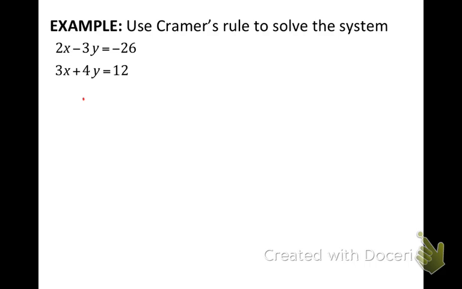So the first thing you should always find when using Cramer's rule is your determinant of the coefficient matrix, which we are labeling as D. I'm going to use straight bars because that means I'm finding the determinant of my matrix. So what is my coefficient matrix? 3, 4. Good. How do I find the determinant of that?